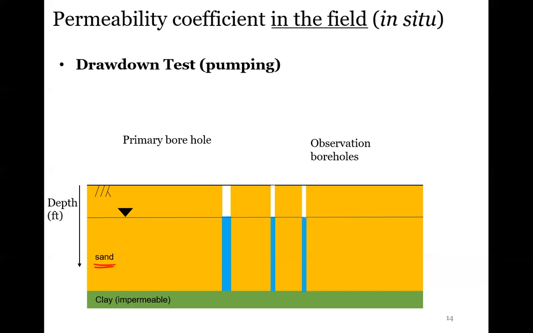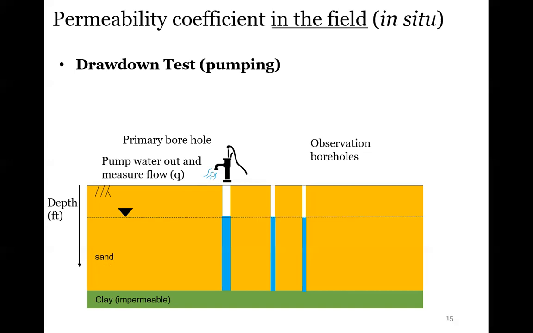So what we can actually do with this primary borehole is take a pump, a legit pump, and pump the water out, and we can measure the flow rate being taken out of this hole, right? So what would we expect if we were pumping water out of here? What would happen to the water elevation in this borehole? It should go down, right?